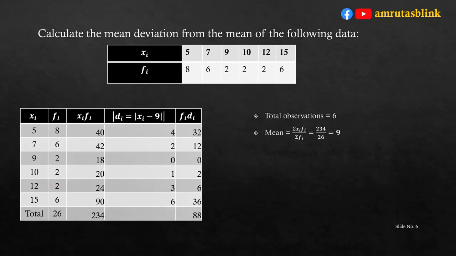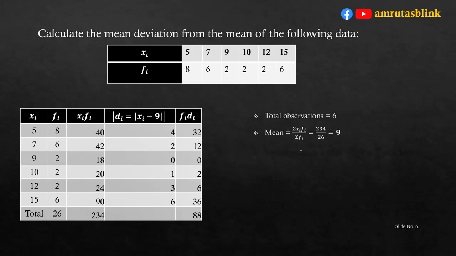So, sum of the second column is 26, that is we have the value of summation fi is equal to 26. Now, in the third column we will find out the product of xi and fi. So, 5 into 8 is 40, 7 into 6 is 42, 9 into 2 is 18, 10 into 2 is 20, 12 into 2 is 24, 15 into 6 is 90.